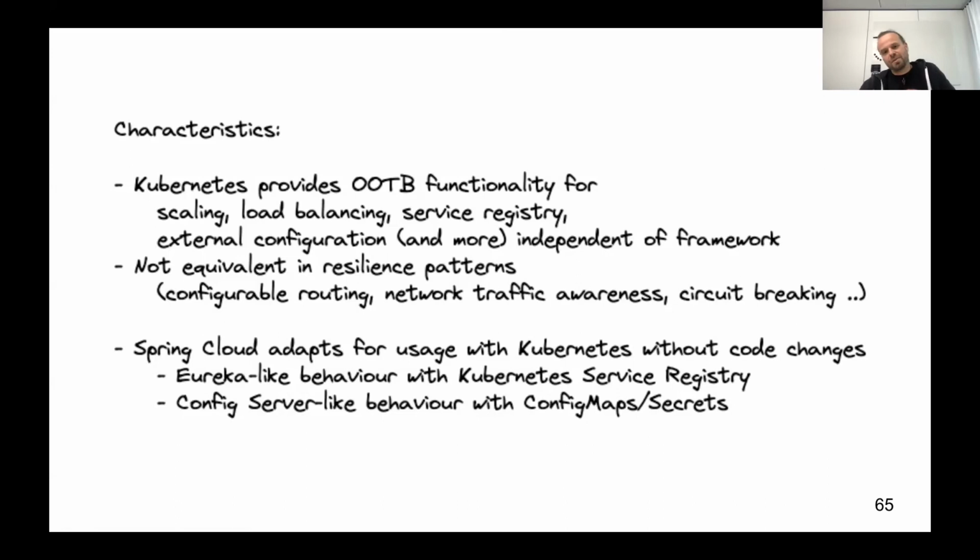It's basically on par when it comes to scaling, load balancing, service registry, but it's not equivalent in terms of resilience patterns. So configurable routing or blocking traffic, or being basically traffic aware, is not something that comes out of the box with Kubernetes. And we're going to see in a second how that can be addressed.